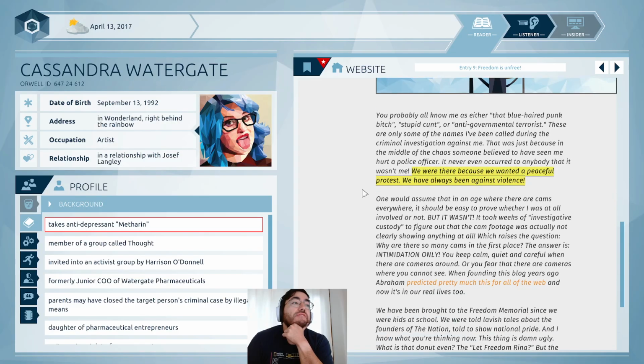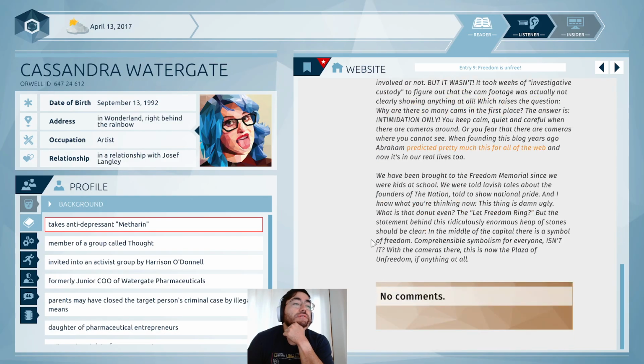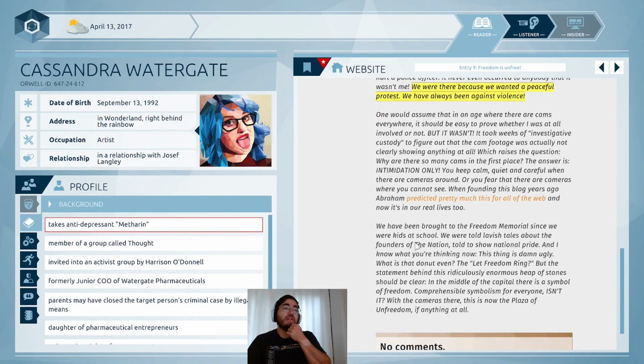"We were there because we wanted a peaceful protest. We have always been against violence. One would assume that in an age where there are cams everywhere, it should be easy to prove whether I was at all involved or not. But it wasn't. It took weeks of investigative custody to figure out that the cam footage was actually not clearly showing anything at all. Which raises the question, why are there so many cams in the first place? The answer is intimidation only. You keep calm, quiet, and careful when there are cameras around, or you fear that there are cameras where you cannot see. When founding this blog years ago, Abraham predicted pretty much this for all of the web, and now it's in our real lives too."